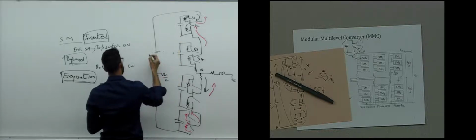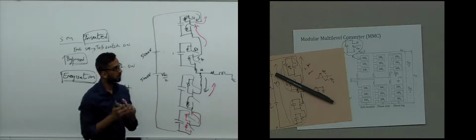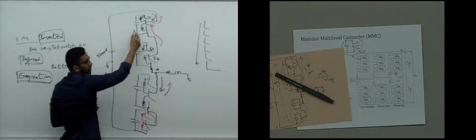Let's say this is 5 kV, 5000 volts, and 5000 volts here. Now, I told you earlier that the sum of these two capacitors should be as much as the full DC bus voltage. There is a reason for that, and we are going to look at what the reason is. Okay, so suppose this module is inserted.